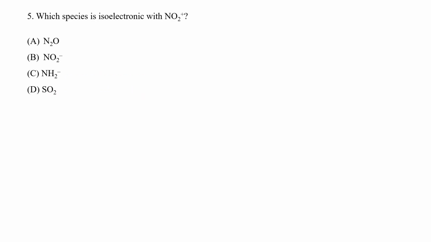Let's talk about the fifth question. Which species is isoelectronic with NO2 plus? Isoelectronic meaning is the same number of electrons as NO2 plus. There are four answers given: N2O, NO2 minus, NH2 minus, and SO2. So first let's count total valence electrons on the NO2 plus ion.